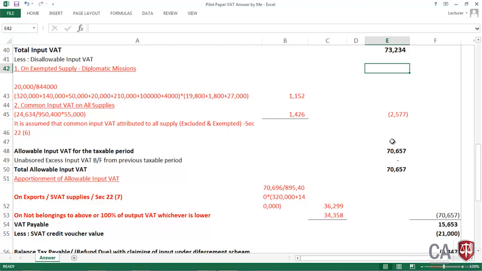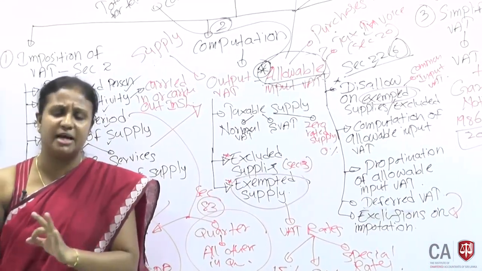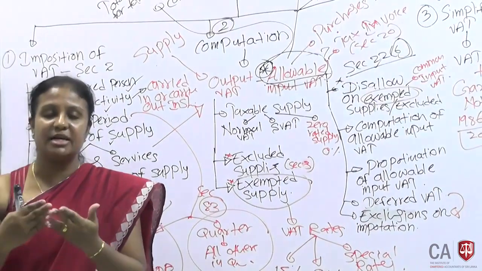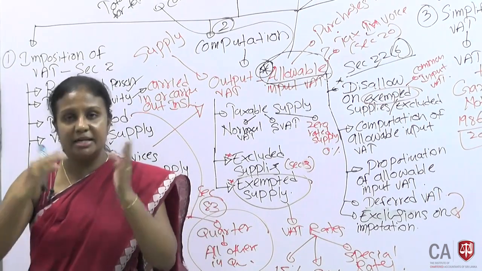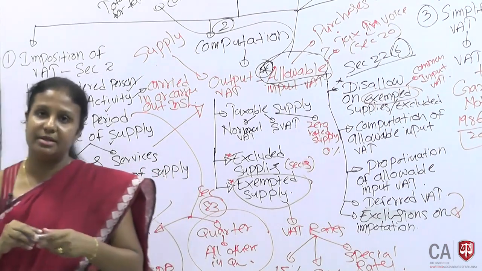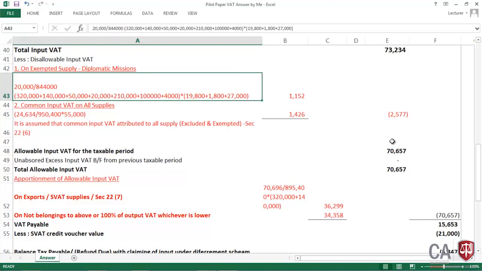Now you need to take the directly attributable input. Please understand very clearly. In my explanation, I have mentioned the exempted and excluded supplies. Input VAT directly attributable to taxable supply you can claim. If the input VAT is directly attributable to exempted supply, you need to disallow that part. Now in my first disallowable part, I am doing that. See how I have done that. Exempted supply to diplomatic mission. What is the amount for the diplomatic mission? The supply is 20,000. Now it's 20,000 divided by the total supply, then into the input VAT relevant to the diplomatic mission.